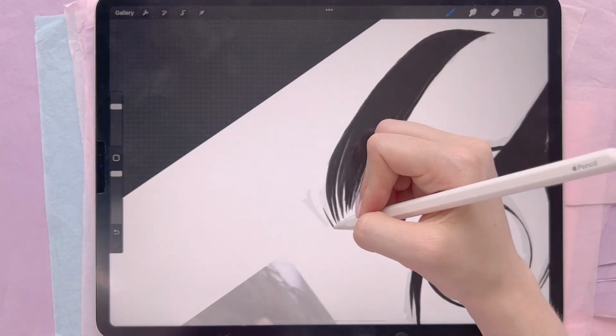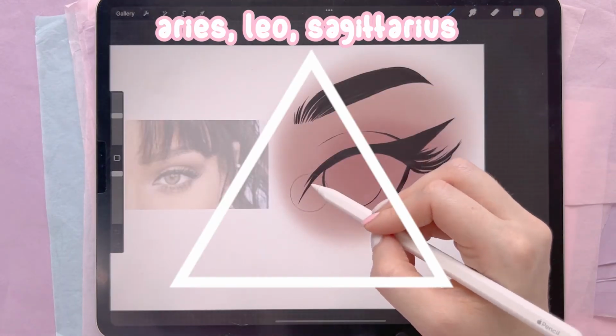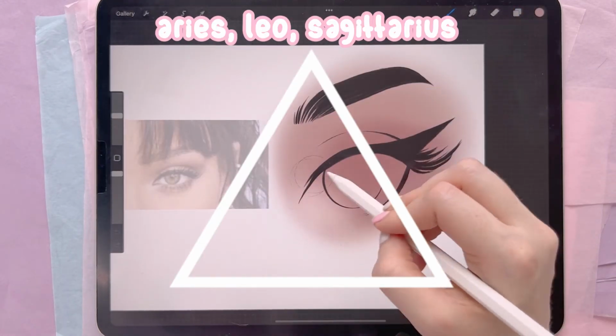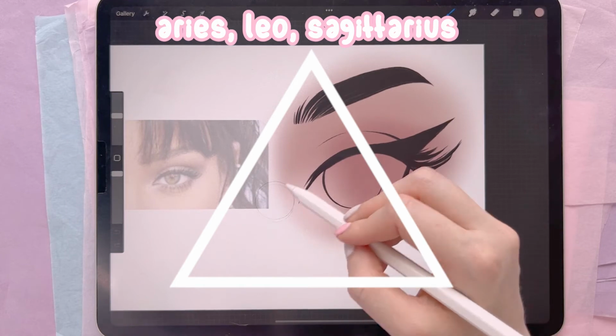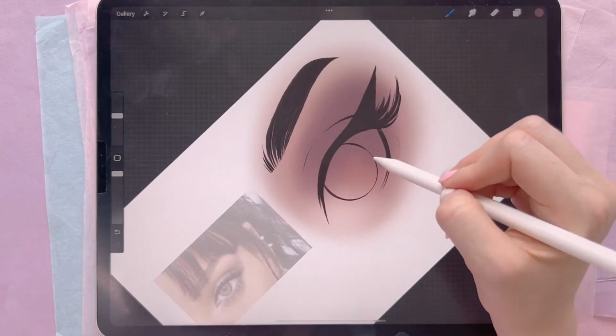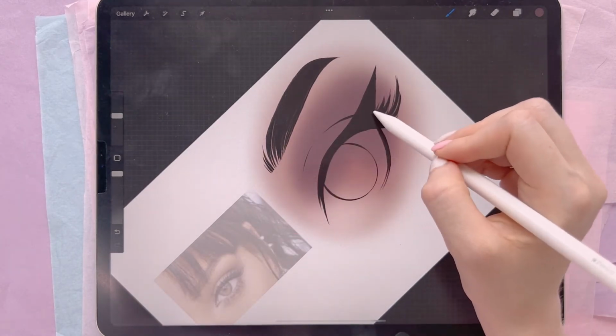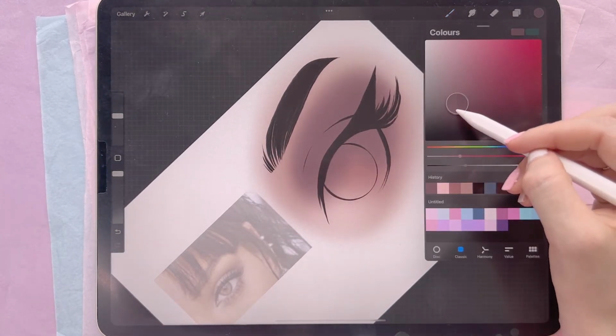I feel like the upturned shape, if we're talking about zodiacs again, could be very suited to fire signs. To me, it feels like a powerful eye shape, eye-catching and attention-grabbing, which I feel like fire signs definitely are.